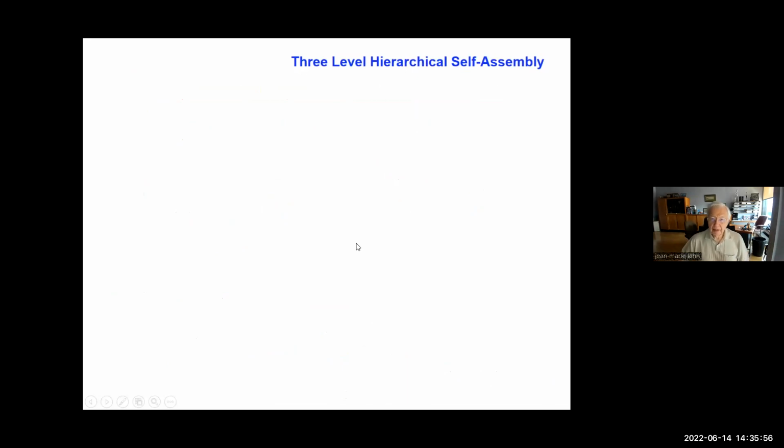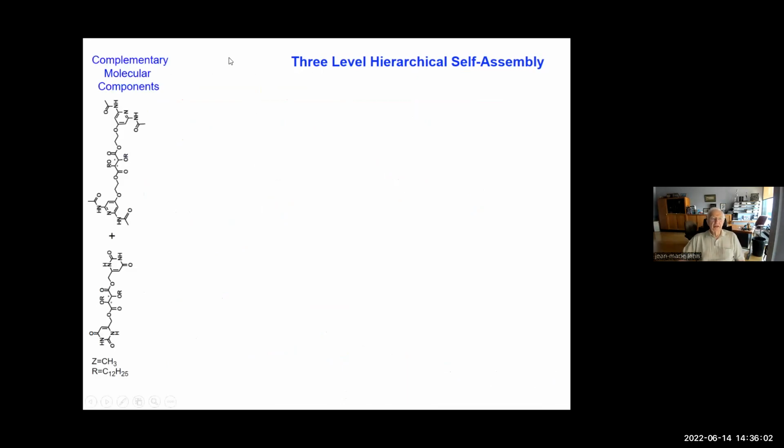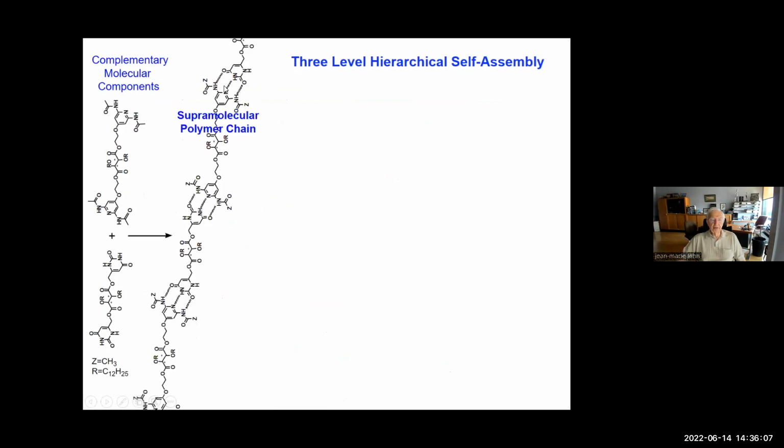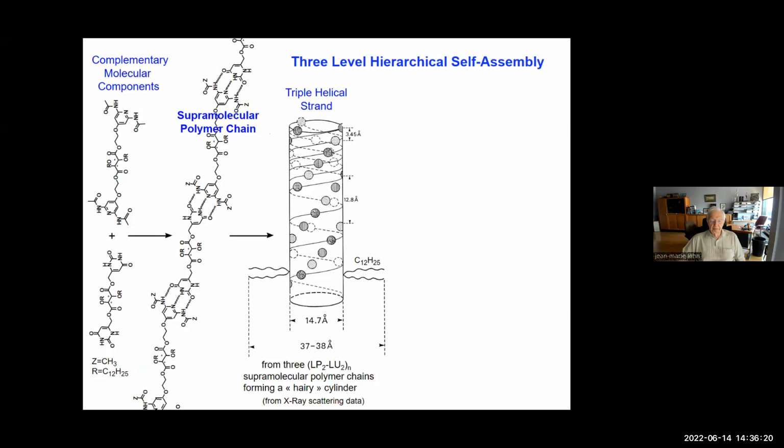Now, let's see that in fact, it's not so simple. It's even more complicated than that. You see here molecular components, which are the starting material. Then they can associate and give supramolecular polymer chains, as shown here. But that is not finished. This is the first step, where you get a supramolecular main chain polymer. But when you study them by X-ray scattering, you find out that in fact it's more complicated. There are 3 of these strands which wrap around the axis of a cylinder and thus generate a triple helical strand.